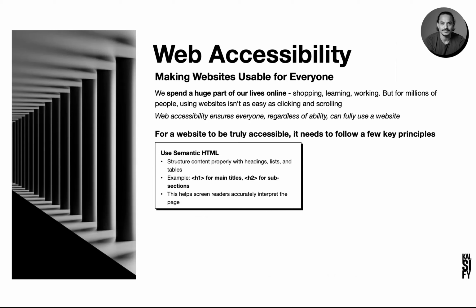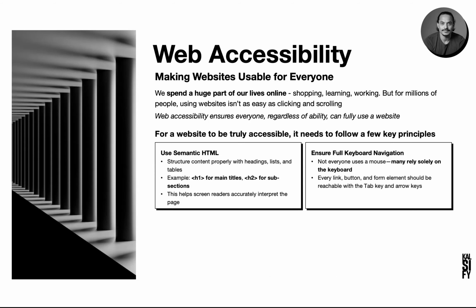Use semantic HTML. This means using proper headings, lists, and tables so that screen readers can understand the content structure. H1 should be the main heading, H2 for subheadings, and so on. Ensure keyboard navigation support. Many users don't use a mouse. They rely on the tab key, arrow keys, and shortcuts to navigate. If a website can't be fully accessed via keyboard, it's a huge accessibility barrier.